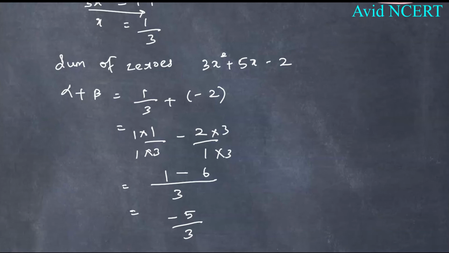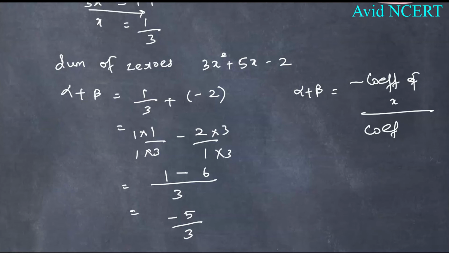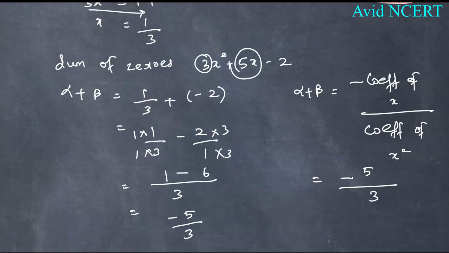Now we have to find this with the formula. So alpha plus beta equals minus coefficient of x divided by coefficient of x square. The coefficient of x is 5, so minus 5 divided by the coefficient of x square, which is 3. So by this, both results are equal.